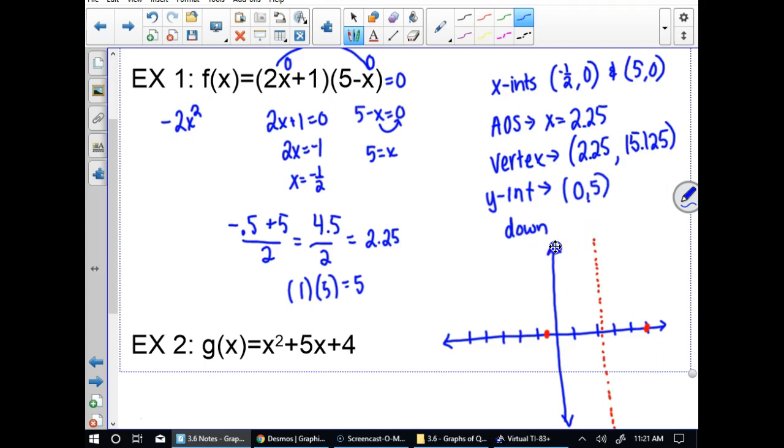Because sometimes you get big numbers here, I don't make you label that y-axis, but we're just going to put this point up here somewhere. And then I've got the point 0, 5 as my y-intercept, so that's probably right here somewhere, maybe a little higher. And I know this opens down, so I draw my curve through here. Then I like for you to label those points: 5, 0, negative 1/2, 0, 0, 5, and 2.25, 15.125.